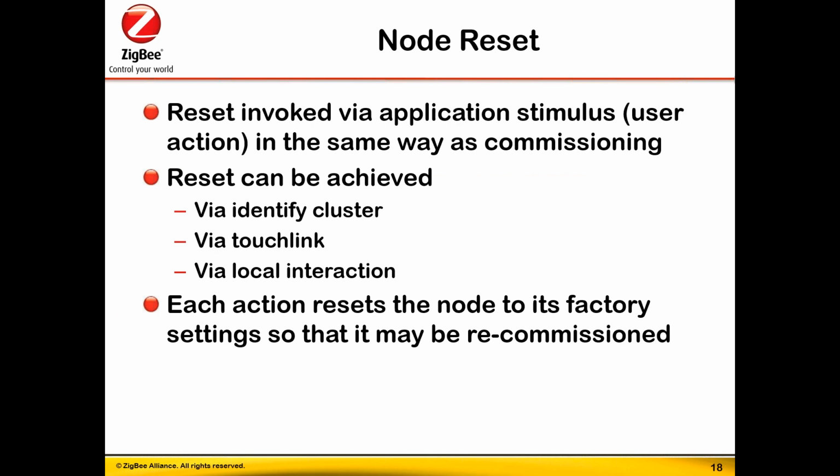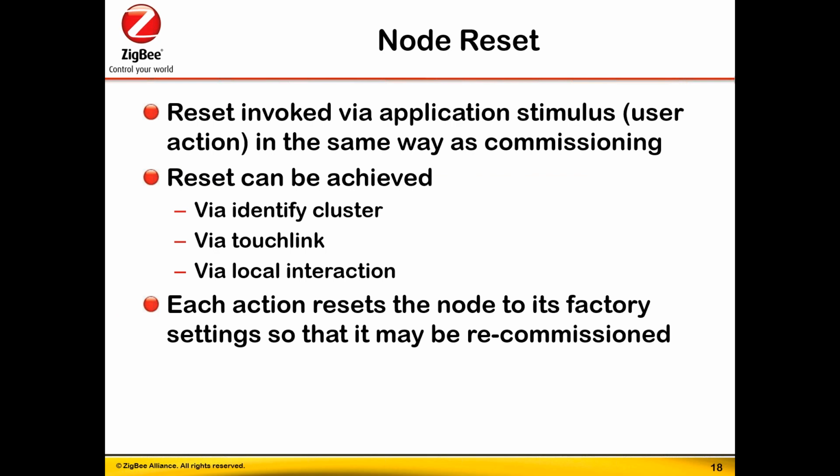Okay, a little bit about reset, which is quite important here. Reset is again very similar to what we have with commissioning, and we invoke it with some sort of user application stimulus, whatever that happens to be. And the base device spec allows you to do this in a number of different ways. So the identify cluster that we used in the finding and binding also has a facility to allow a device to reset. The TouchLink commissioning mechanism also has a mechanism to reset. And indeed, if you have something on the device itself, for example, a reset to factory new button or something like that, you can reset the node in that way.